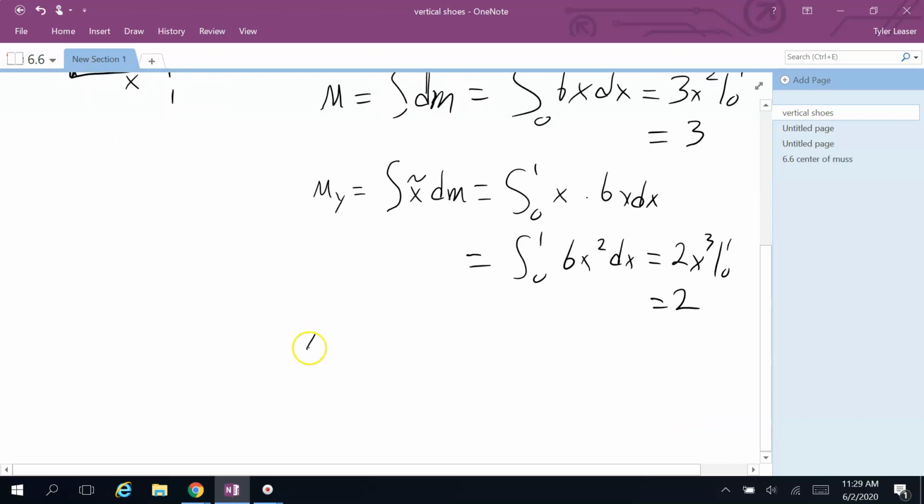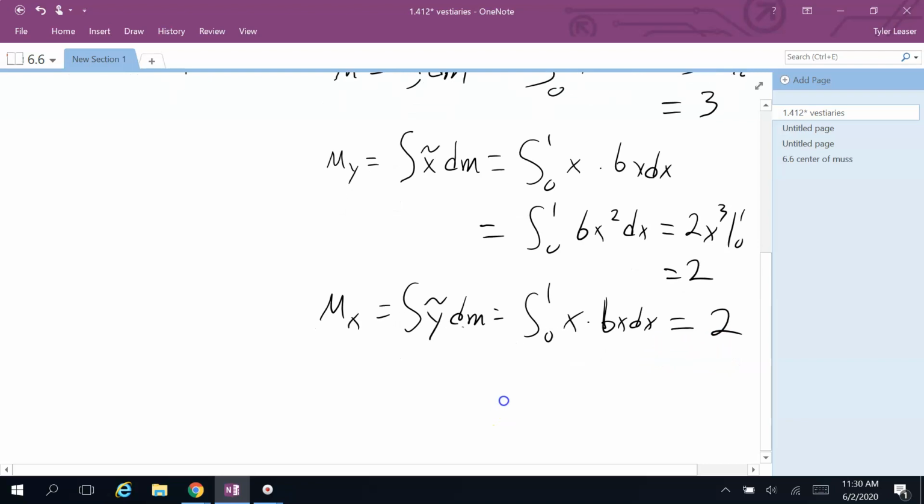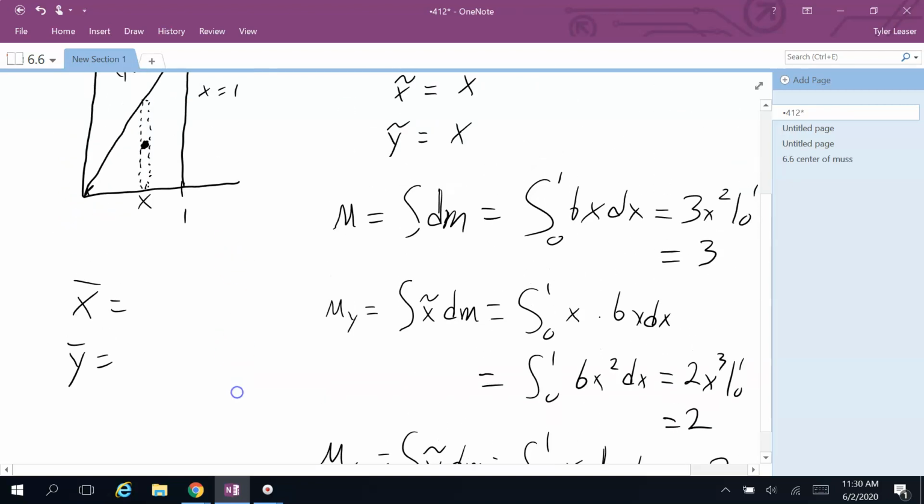The moment about the x-axis would be the integral of y wiggle dm. Y wiggle was also x times that 6x dx for the dm. So that's the same exact integral that we just did up here, so it's still going to come out to be 2. And then finally, that means that we can find our x bar and our y bar, the actual center of mass of the triangle here.